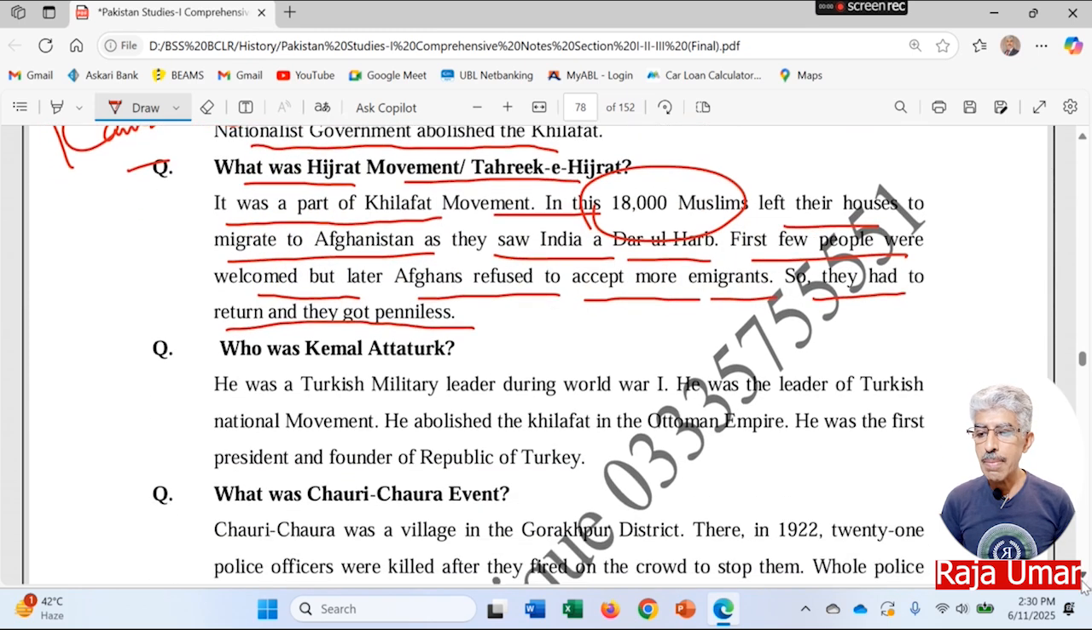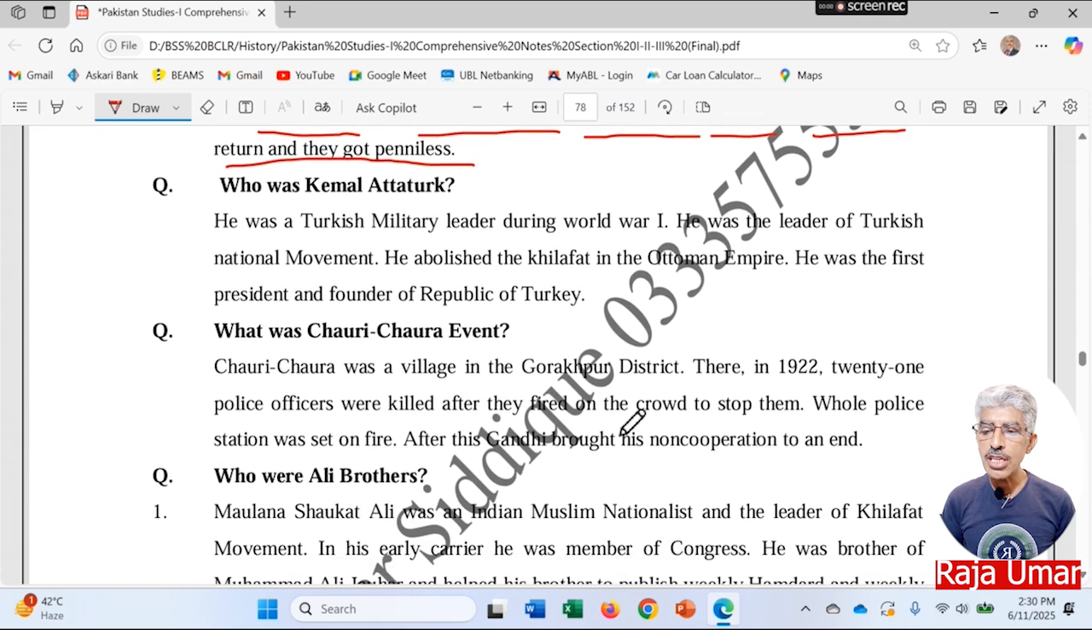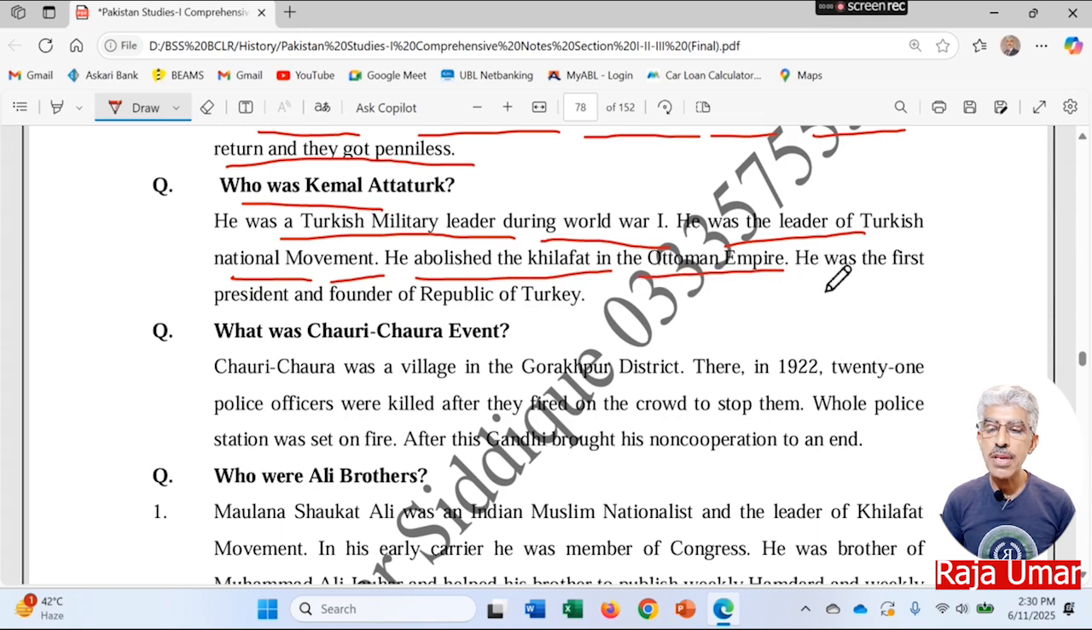Who was Kemal Atatürk? He was a Turkish military leader during World War I. He was the leader of the Turkish national movement. He abolished the Khilafat in the Ottoman Empire. He was the first president and founder of the Republic of Turkey. He made Turkey a secular state where religion was considered a private matter of the people, and Turkey became a republic. No more the symbol of unity, no more the symbol of the Muslim Ummah's integrity.